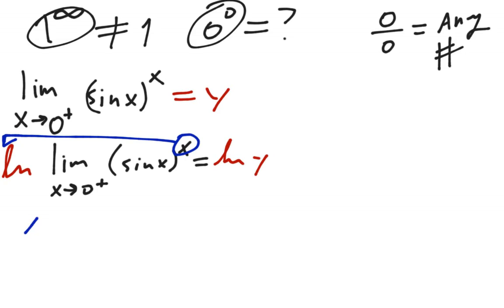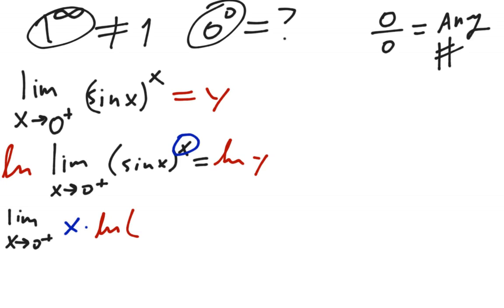We're going to get x times the limit, and actually I can pull the limit out too. So if I write this, what we really have is the limit as x approaches 0 from the right of bringing down that x times ln of sine of x, and this is going to equal the natural log of y. Does this help us? Well, let's find out.